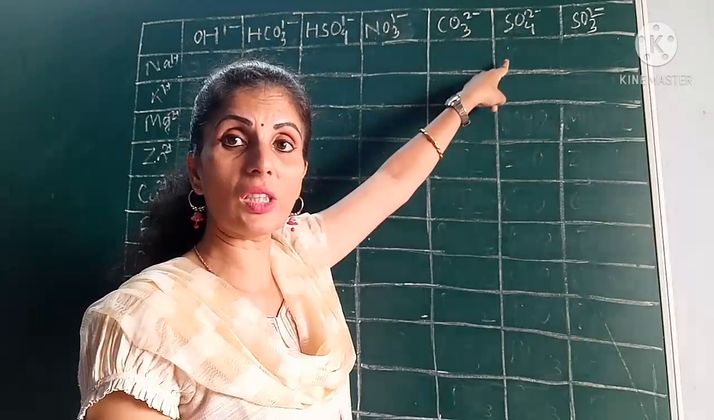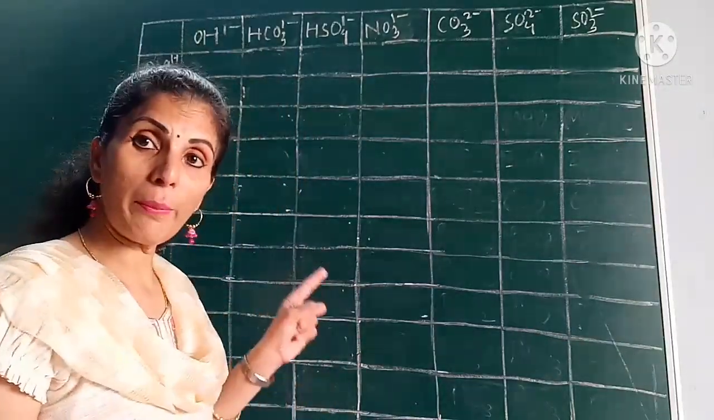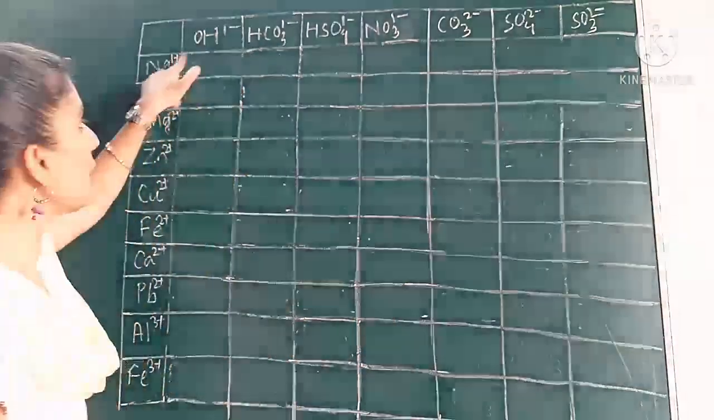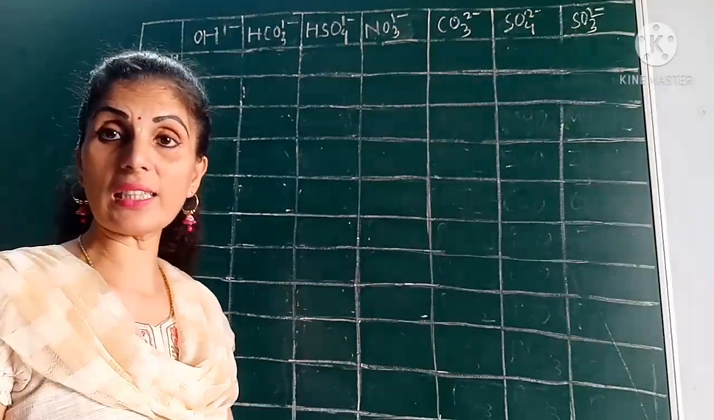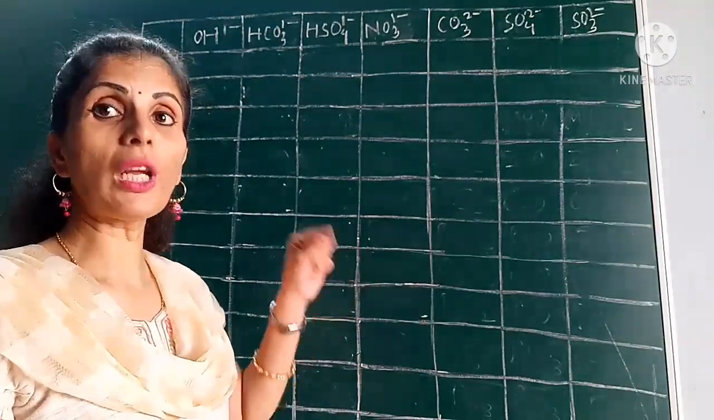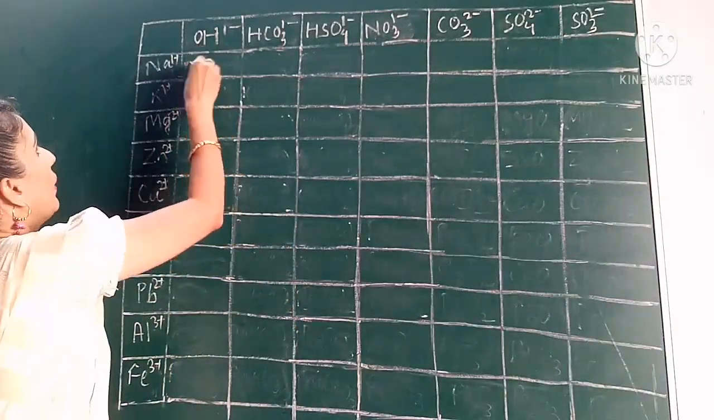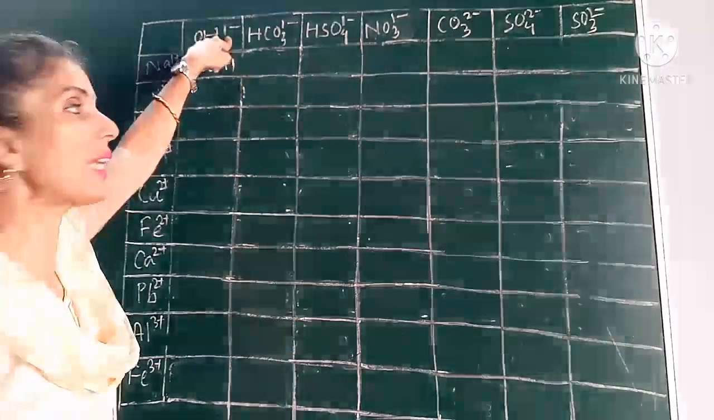SO4 sulfate, SO3 sulfite. Now same formula you apply and make the compounds. If same valencies are there, they will be cancelled out. If opposite valencies are there, then you have to put them accordingly. So now write the names, and this one is NaOH, because here 1 plus and 1 minus is cancelled.